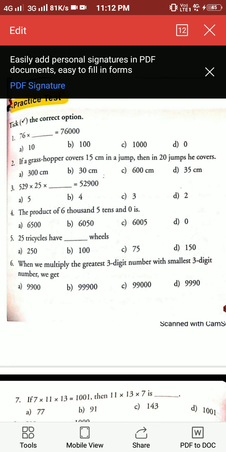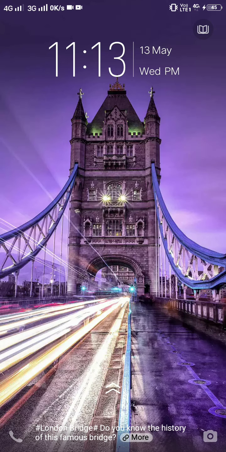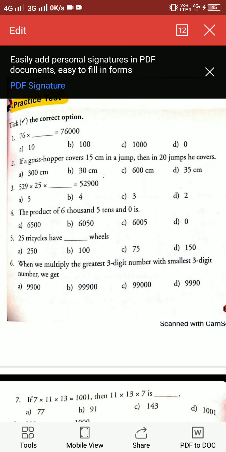Yesterday in maths we have done our unit 5, students. I hope you all have done unit 5 in your notebook as well as in your book. Very good. Today I am going to start our practice sheet, and this sheet you have to do in your book only. Let us start to practice it.